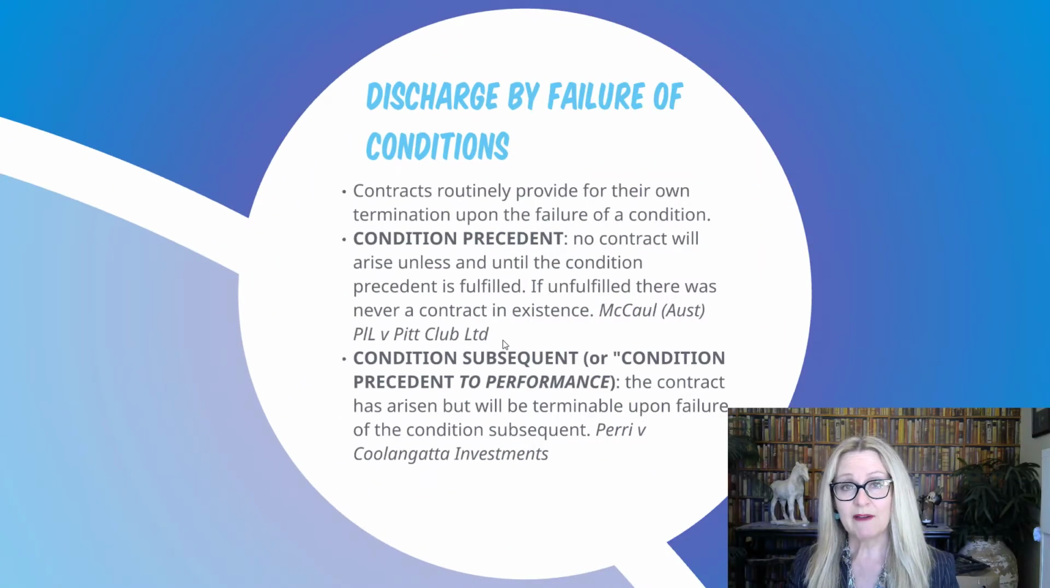Now, the first way you might find a contract discharged by agreement is where one of the conditions that the parties have set out in the contract fails. Often a contract will set out a term that is usually an event, and often that event is to be brought about by one of the parties. And the parties specify in the contract that if that event doesn't occur, then the contract will be discharged.